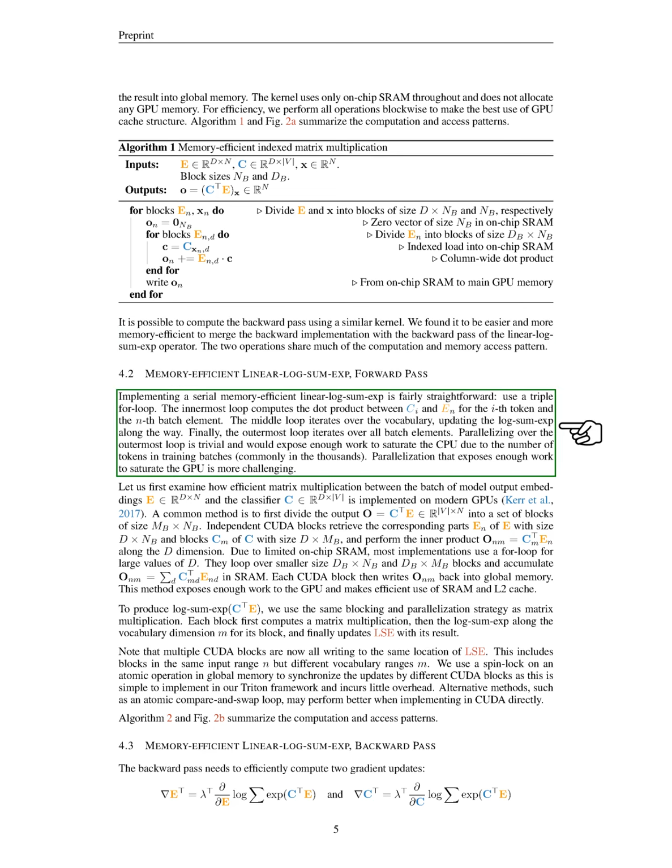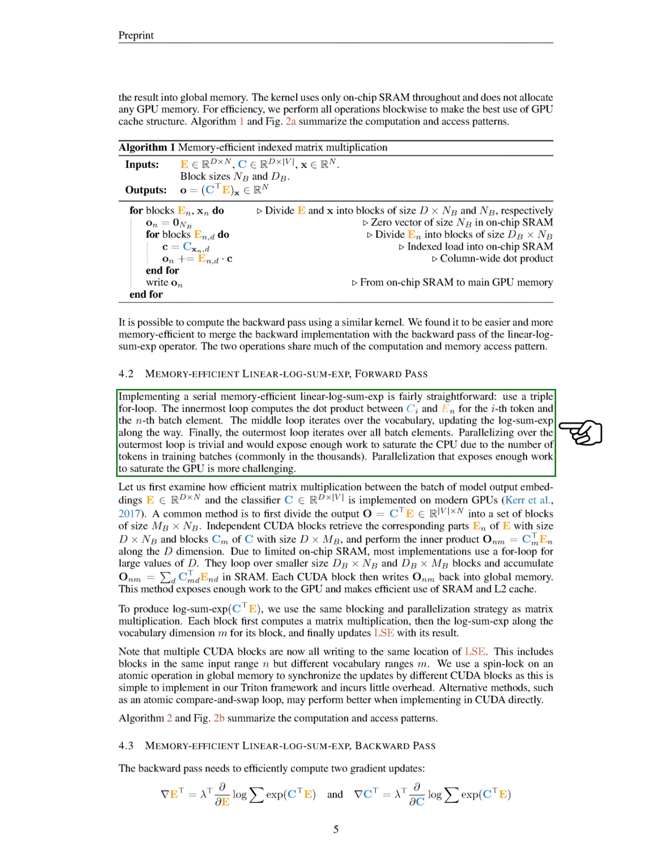For the forward pass of the memory-efficient linear log-sum-exp, we implement a simple triple for loop. The innermost loop calculates the dot product for each token and batch element, while the middle loop updates the log-sum-exp across the vocabulary. The outer loop iterates over all batch elements. Parallelizing the outer loop is easy and can fully utilize the CPU due to the large number of tokens in training batches. However, achieving similar efficiency on the GPU is more complex.